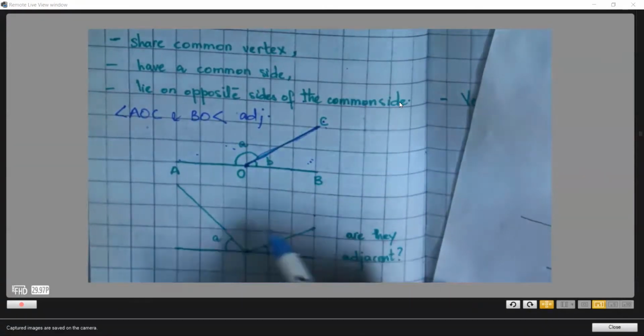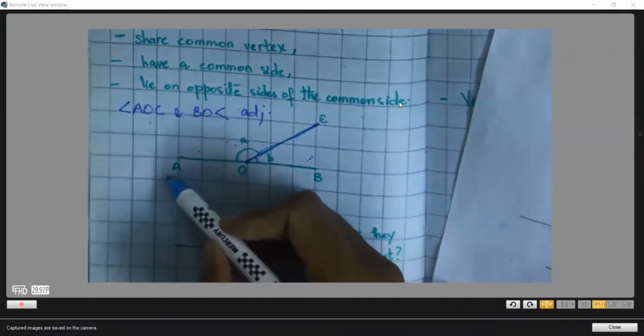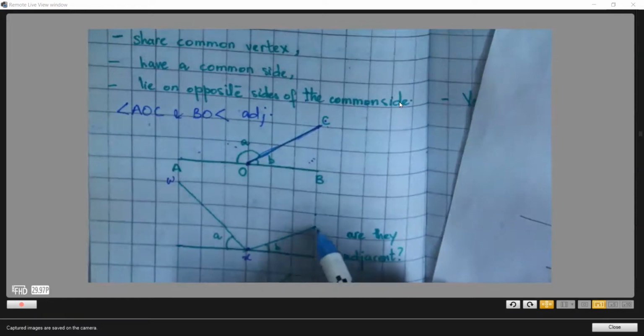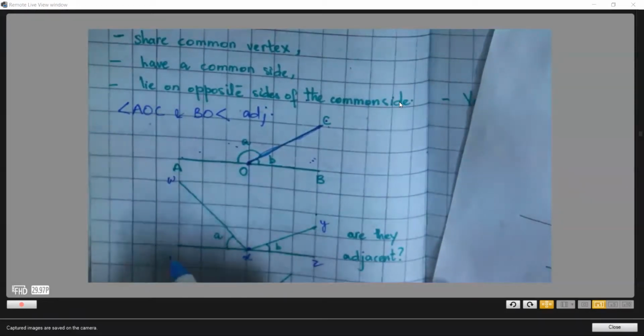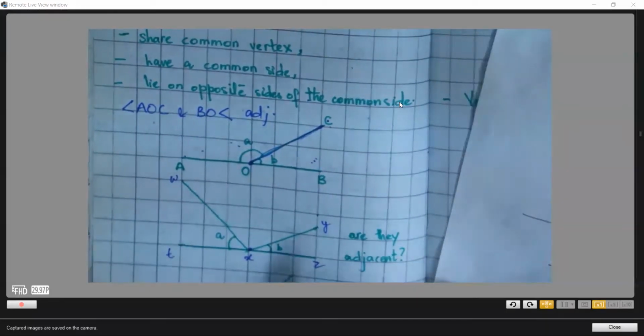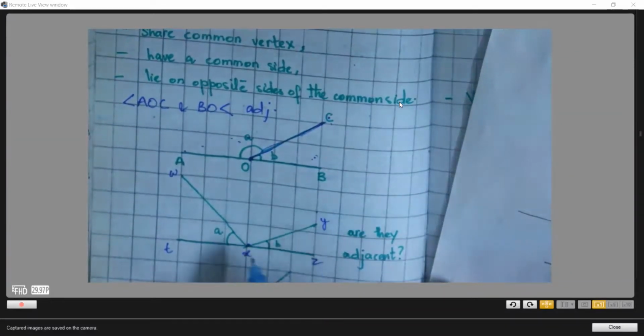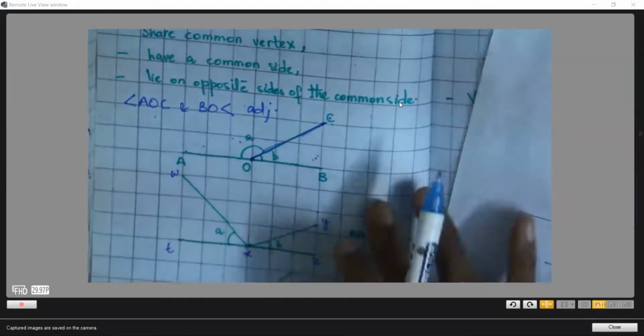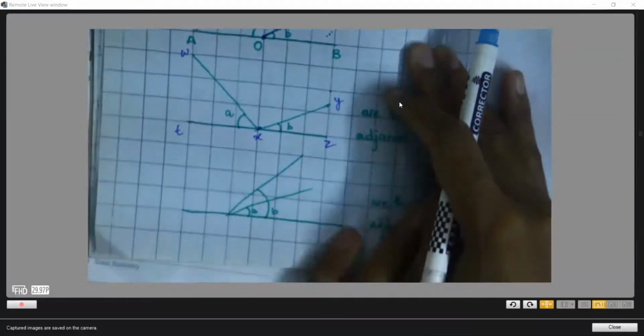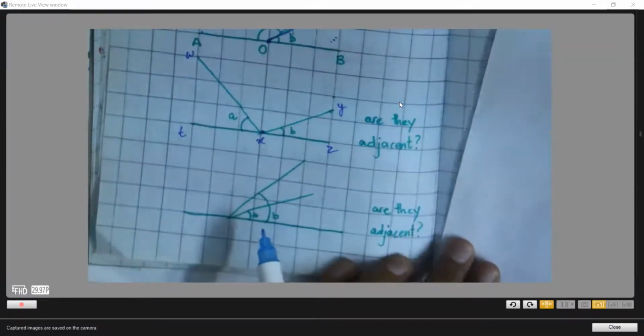For example, let me label this W, X, Y, Z, T. So can you see angle A has arms YX and ZX, and angle B has arms WX and TX. So they are not sharing the same common side.